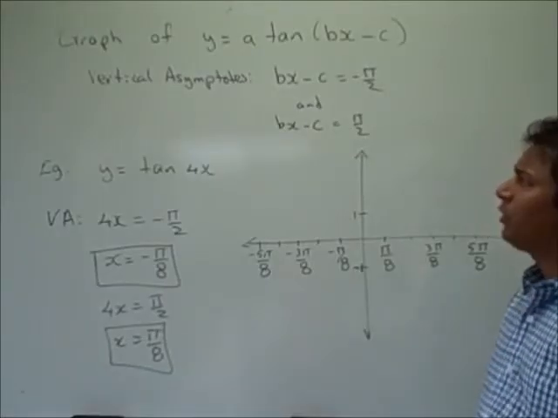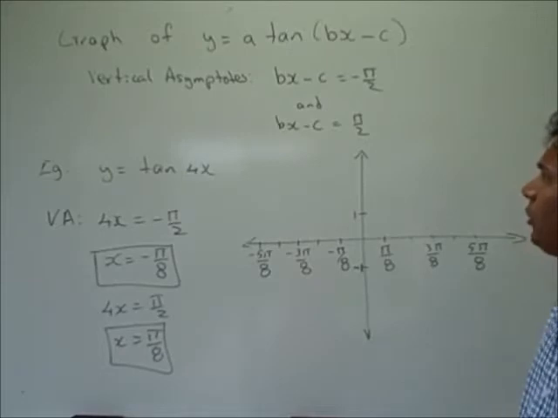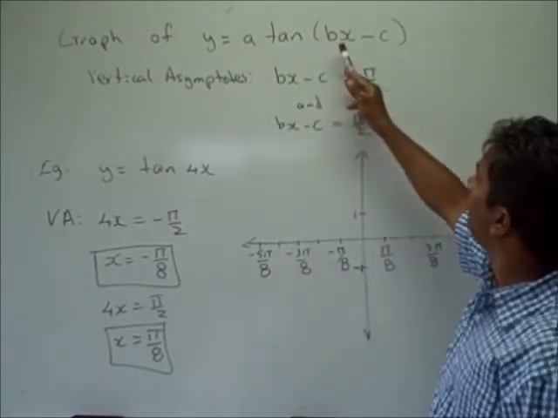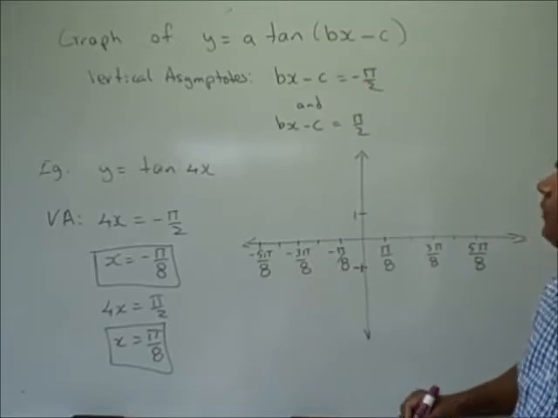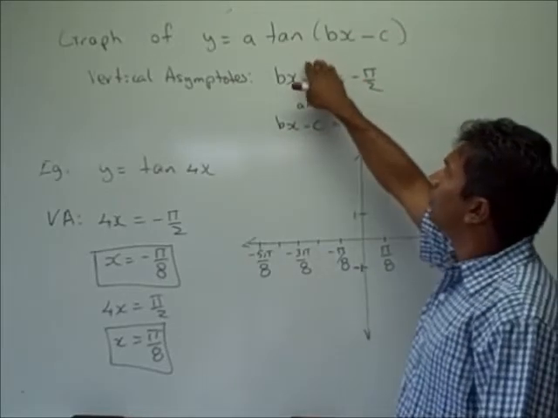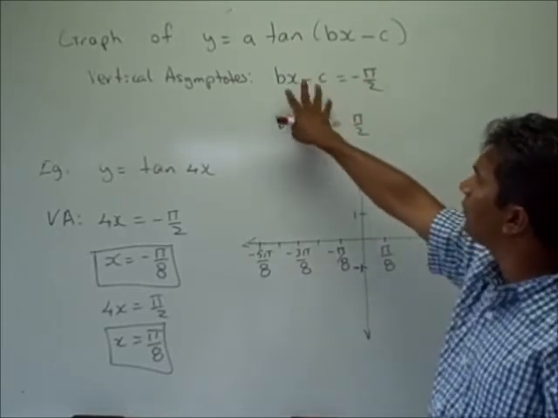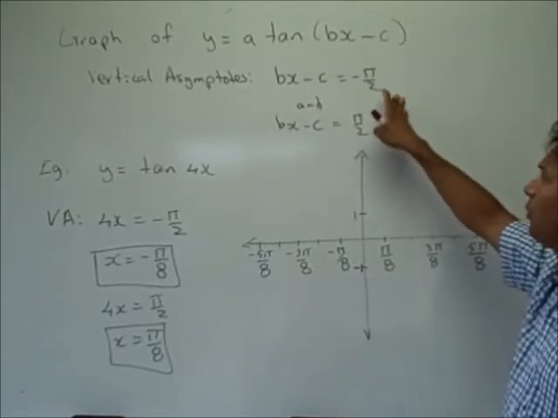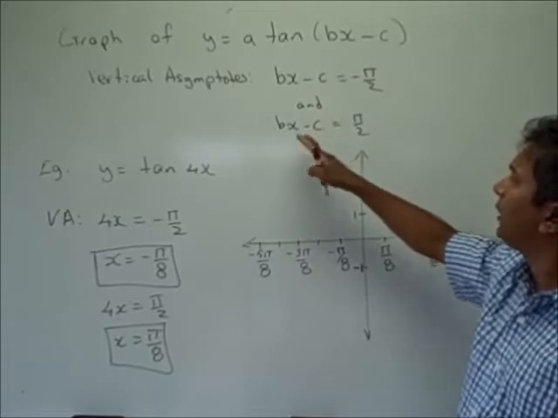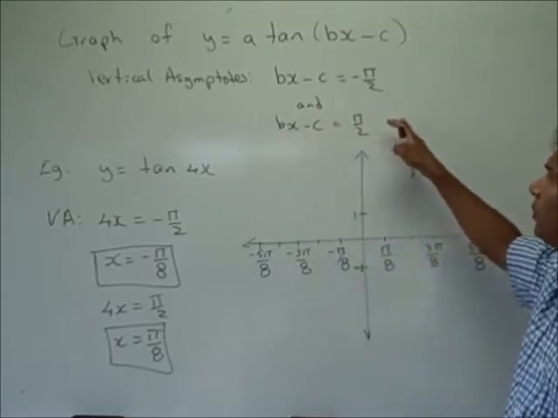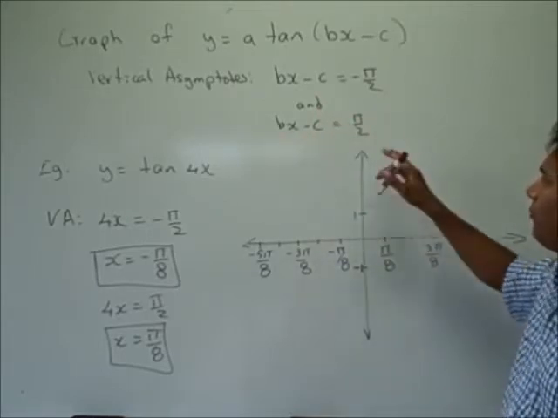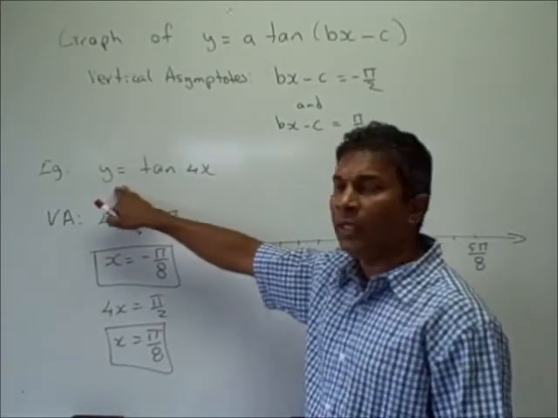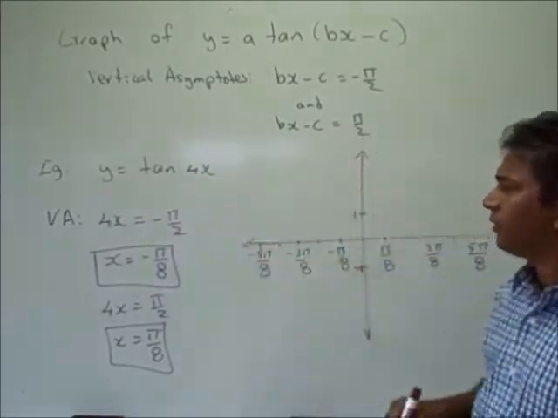The general equation of the tangent function can be written in the form of y is equal to a times tan of bx minus c. To find our vertical asymptotes for our tan function, we set bx minus c equal to negative pi over 2, which is our left vertical asymptote, and bx minus c equal to pi over 2, which is our right vertical asymptote. Here we'll be looking at this example, y is equal to the tan of 4x.